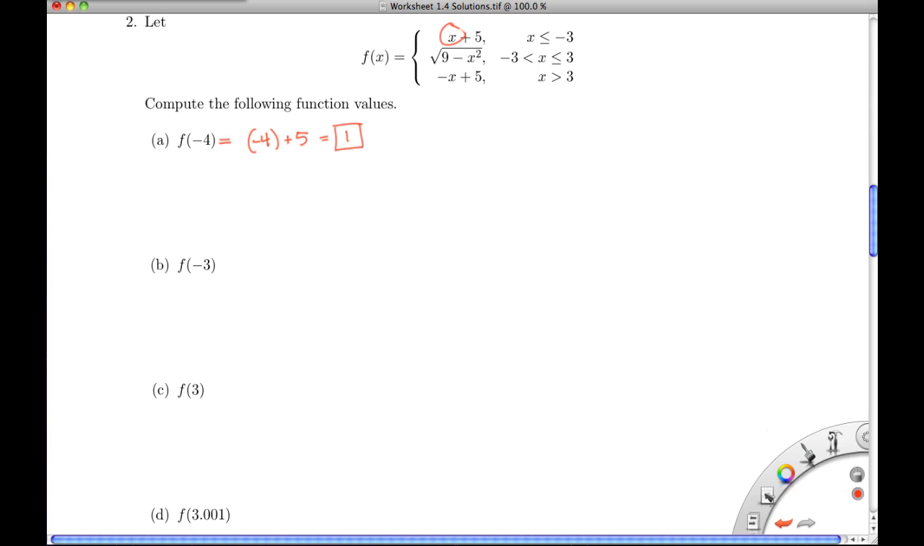Okay, so let's try the next one. f of negative 3. Which one of these 3 pieces does negative 3 fall into? Well, here in the one we had just used, this is accounting for all x values that are less than or equal to negative 3. So again, we're going to use this first one, x plus 5, as the piece to evaluate the function at negative 3. So this is going to be equal to, and we just plug in negative 3 for x plus 5, and we'll get a value of 2. And that's it.